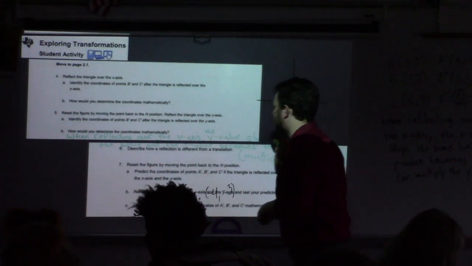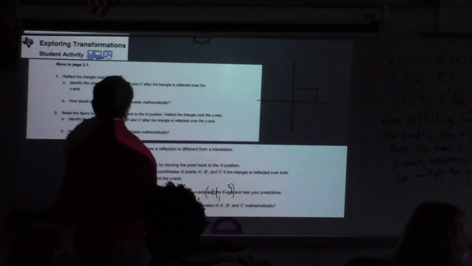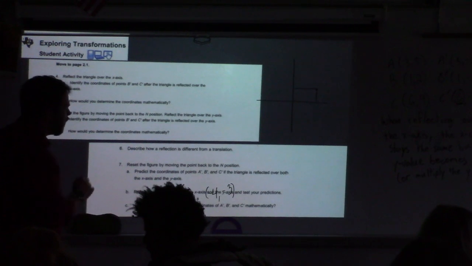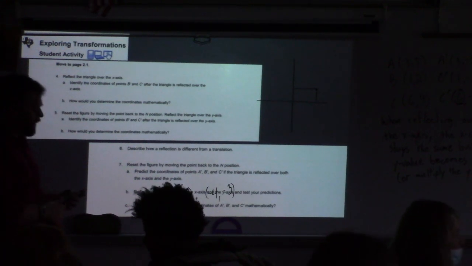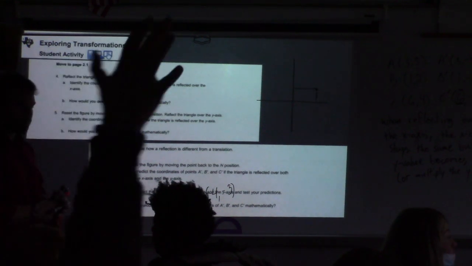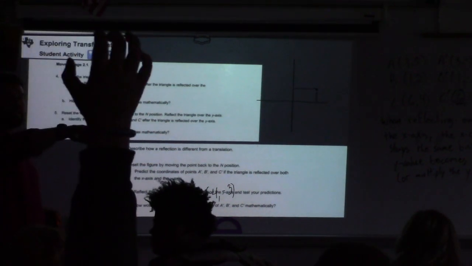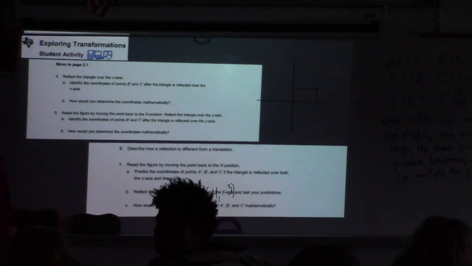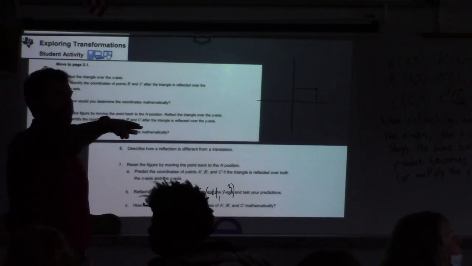So now let's look at numbers 6 and 7. Number 6 is an important detail that you need to write out. How is a reflection different from a translation? Hold on, Jalen had his hand first. Then I will go to Gabe, then I'll go to Rose.